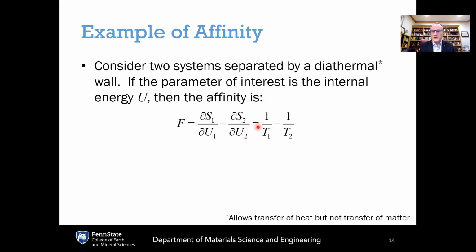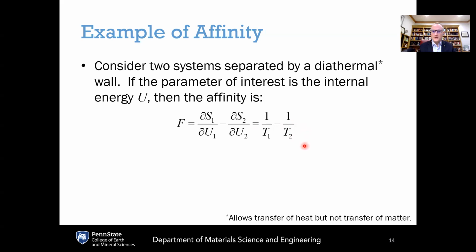Using our handy-dandy thermodynamics textbook, we know that the partial of the entropy with respect to the internal energy is the reciprocal temperature. The entropy has units of joules per Kelvin, and the internal energy has units of joules, so the joules cancel, and what you're left with is 1 over Kelvin, which means 1 over temperature. So 1 over T1, the reciprocal temperature of the first subsystem, minus the reciprocal temperature of the second subsystem: 1 over T1 minus 1 over T2.